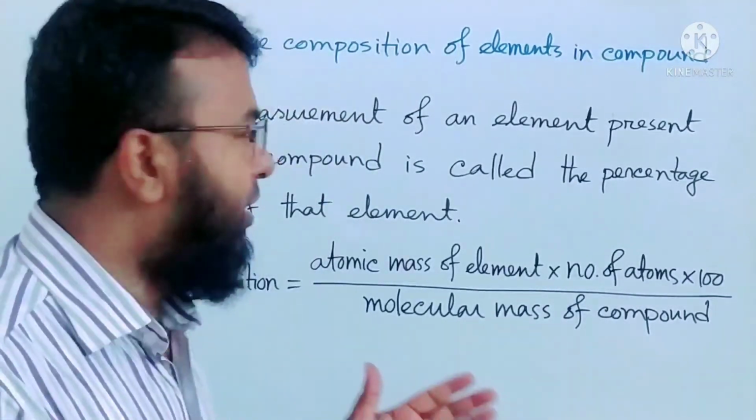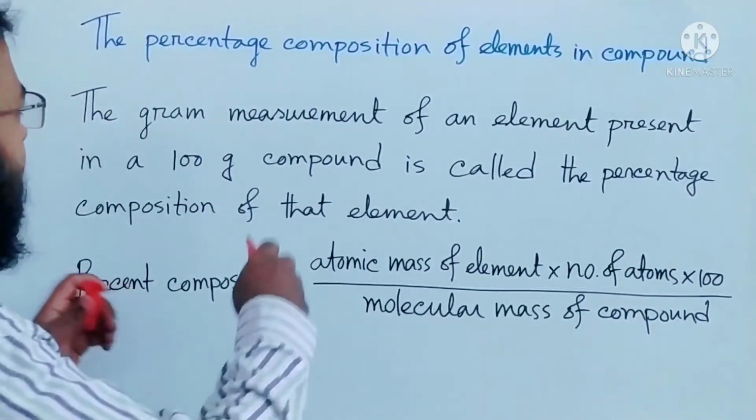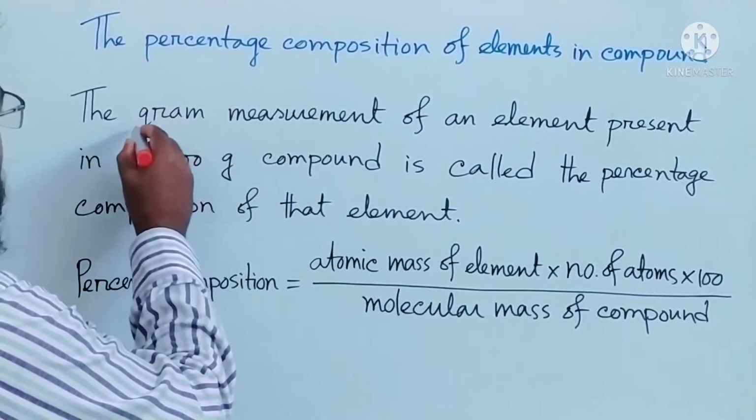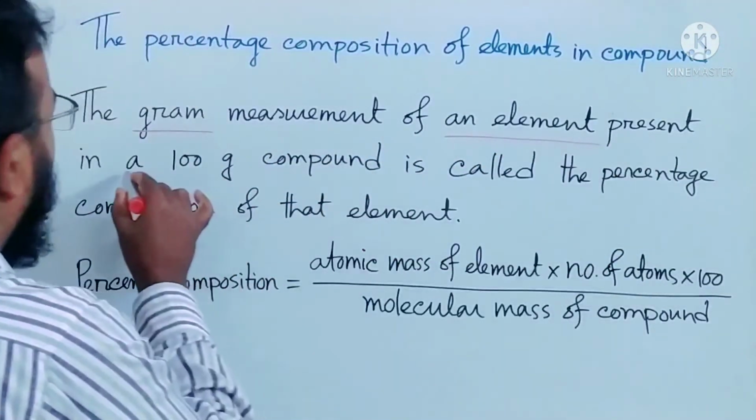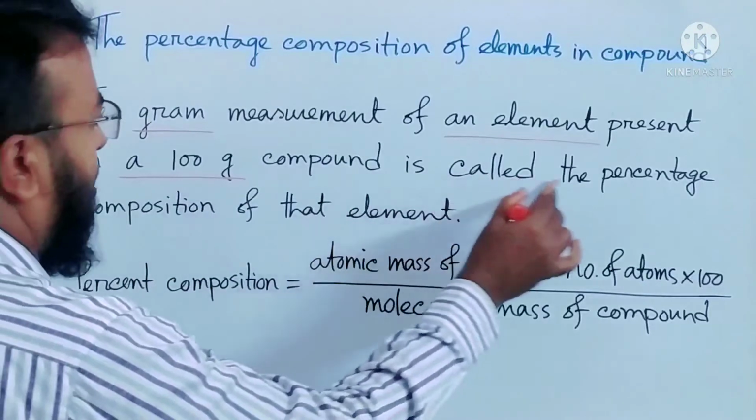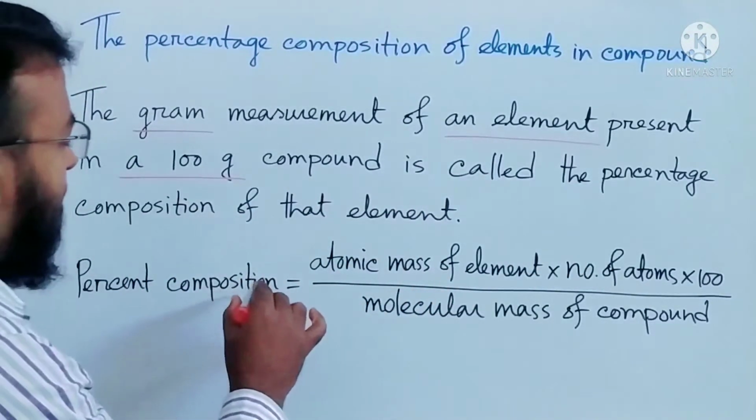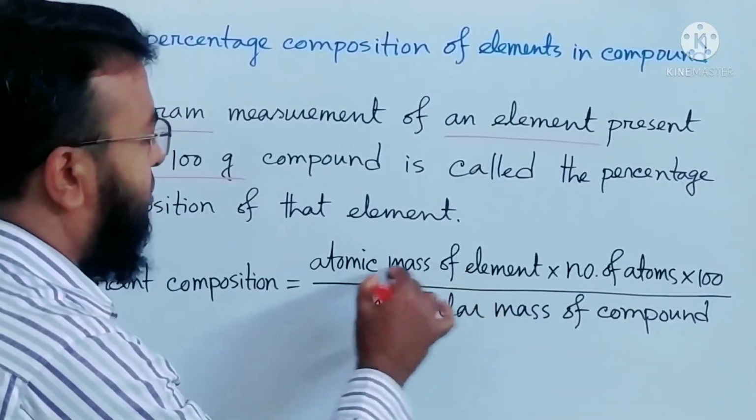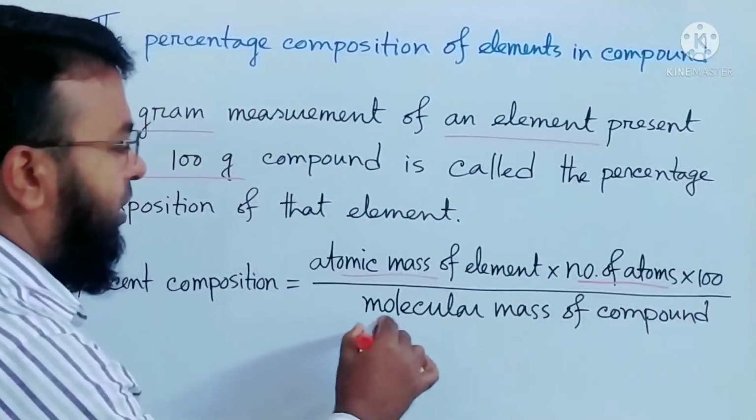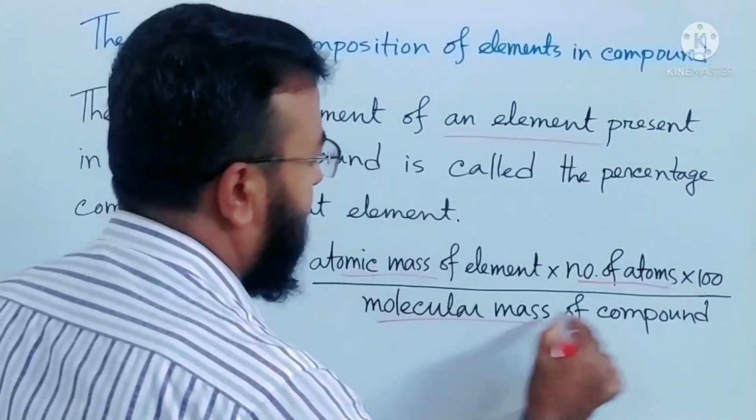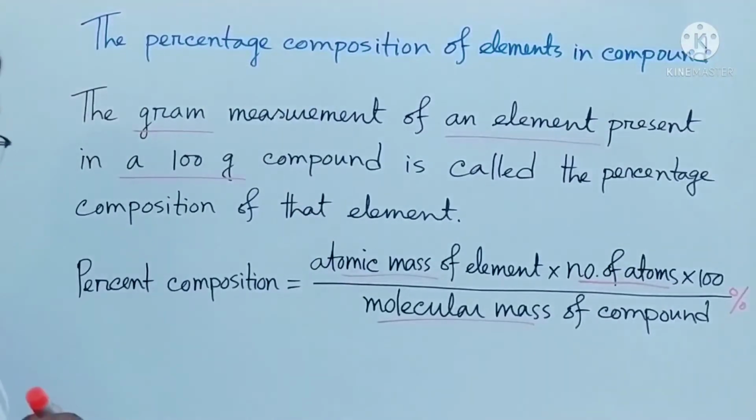Okay, now what is the percentage composition of elements in a compound? Everybody see that the gram measurement of an element present in 100 gram compound is called the percentage composition of that element. That means the percentage composition of the element equals atomic mass of the element and the number of atoms, multiplied by 100 and divided by molecular mass of the compound, and then it will be the percentage composition.